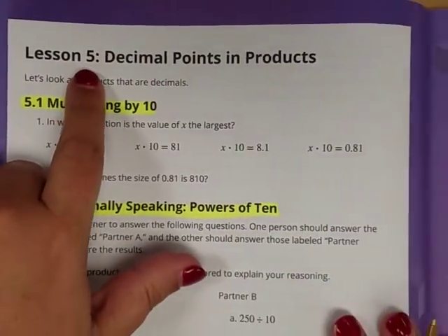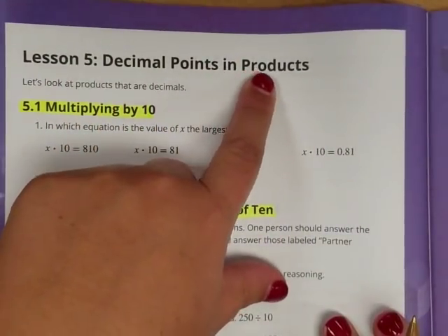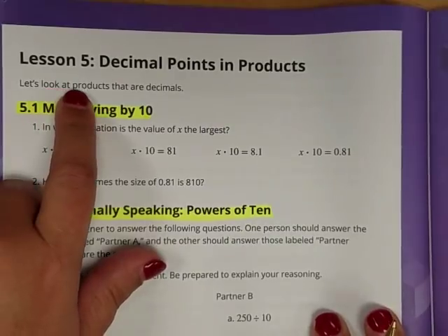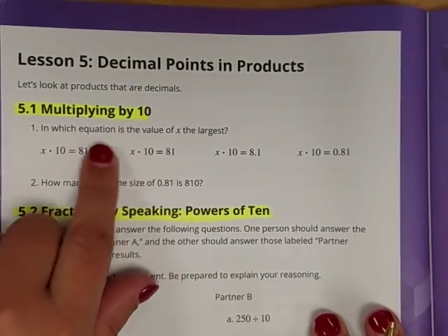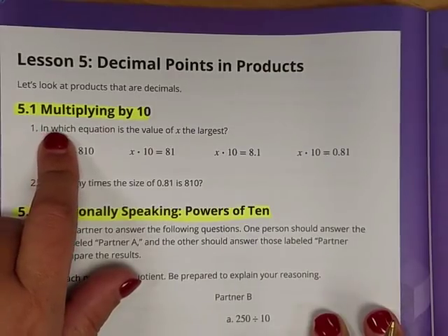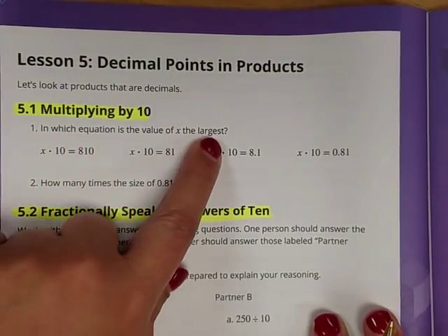Hi, this is on Lesson 5, Decimal Points in Products. So we're going to take a look at products that are decimals. 5.1 multiplying by 10. Question 1. In which equation is the value of x the largest?